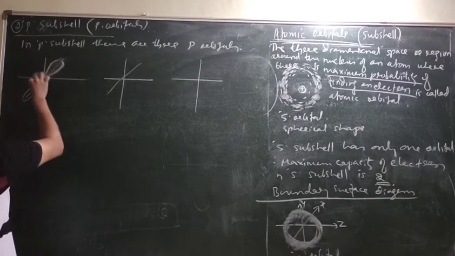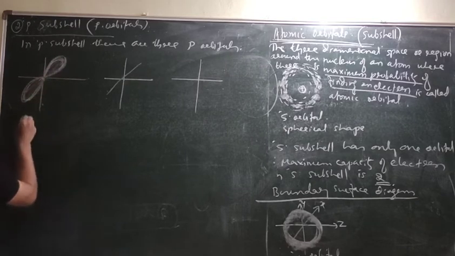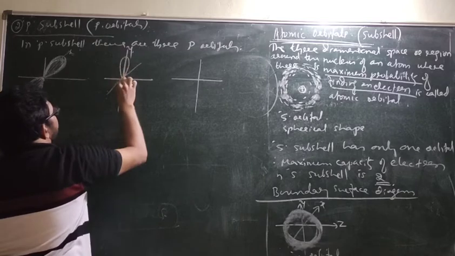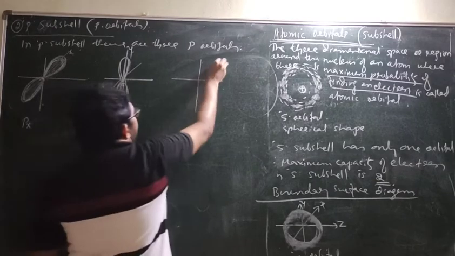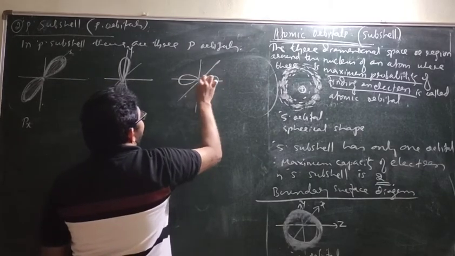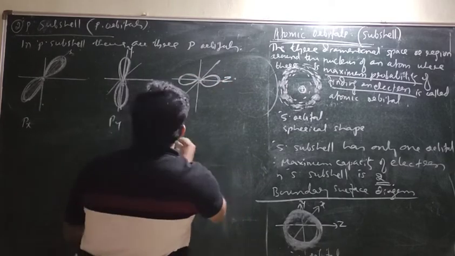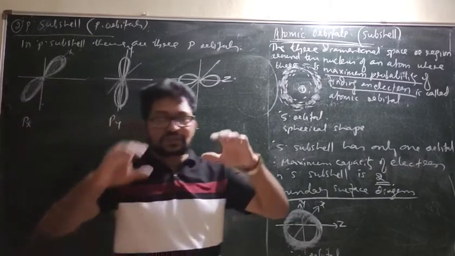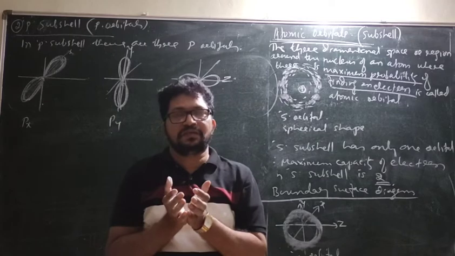See the shape of the p orbital. This is the shape of the p orbital. Px along x-axis. This is the Py orbital along y-axis, and this is the Pz orbital. And Z is the internuclear axis for bonding, so that is the convention, Pz orbital. See, the electron cloud around the nucleus is spherical for S orbital.